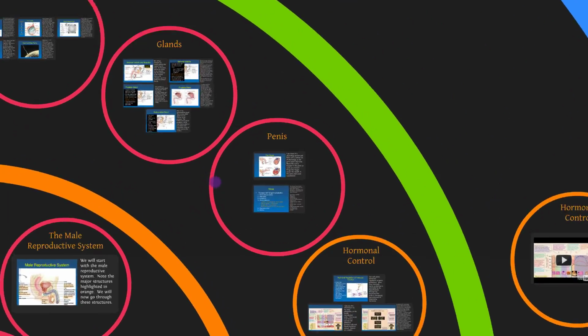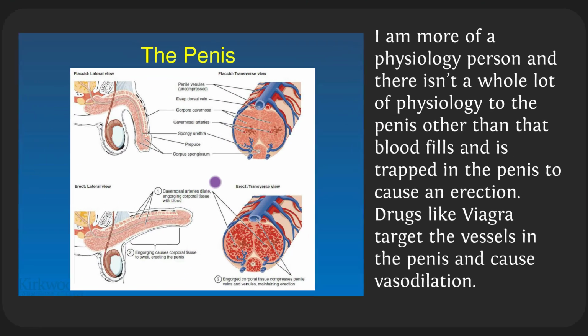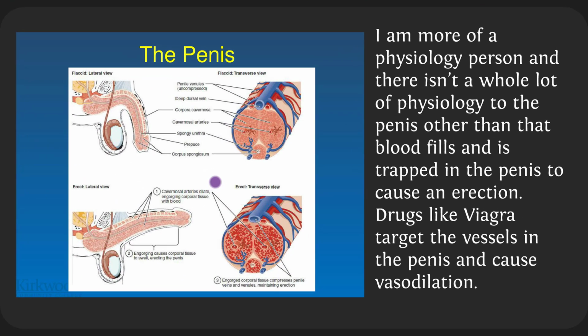Next up is the penis, and we're not going to go into this in a whole lot of detail. I am more of a physiology person, and there isn't a whole lot of physiology to the penis other than that blood fills and is trapped in the penis to cause an erection. Drugs like Viagra target the vessels in the penis and cause vasodilation.